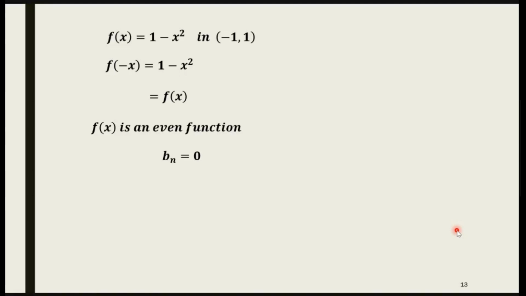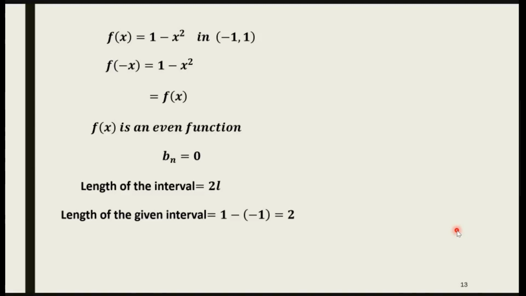You can write L directly, or take the length of the interval; both are okay. Either you write L directly from this interval or you calculate the length of the given interval and compare it with 2L and calculate the value of L. Both are okay. But the value of L has to be taken care of, because in the 2L interval we always have to find the value of L.